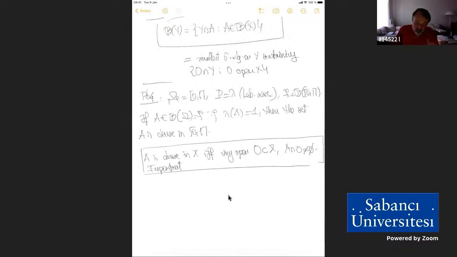So using this characterization of denseness, A is dense in the unit interval [0, 1] if and only if for any non-empty interval (a, b) in the unit interval [0, 1], A intersection this interval (a, b) shouldn't be empty. If I can show this, then I will be done.